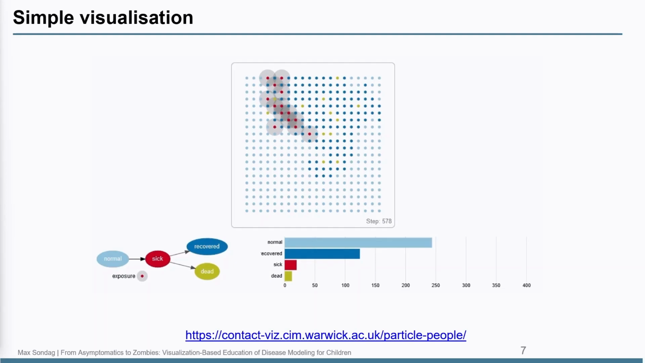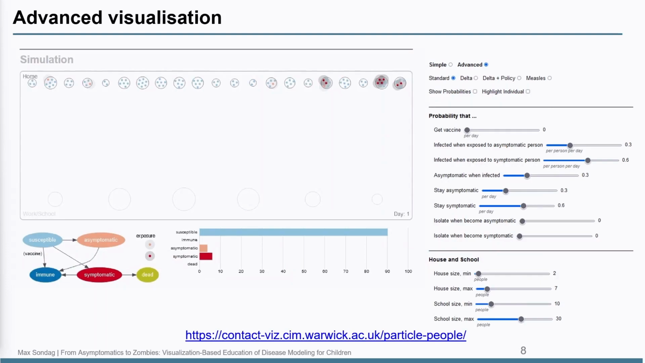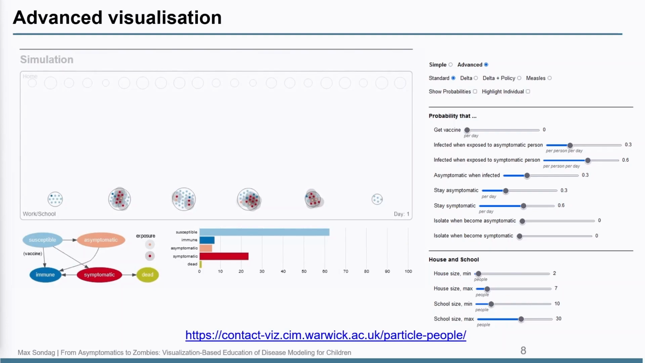So this is a more advanced simulation. Here we have a commuting pattern between home and school, something that children should be able to relate to quite well.